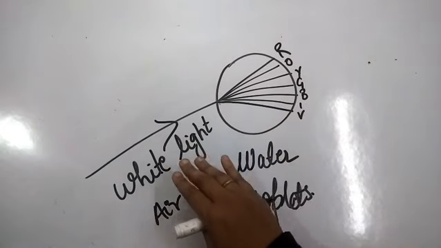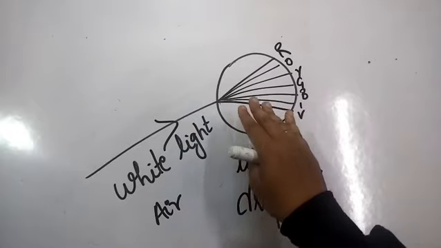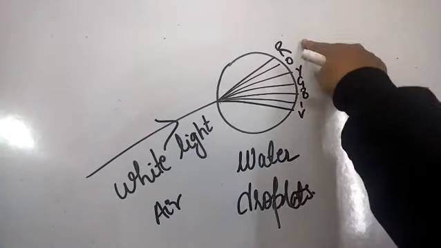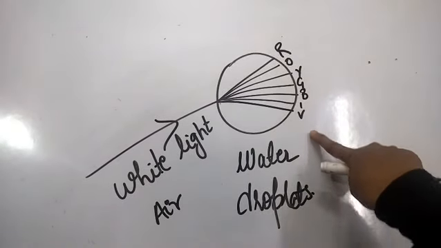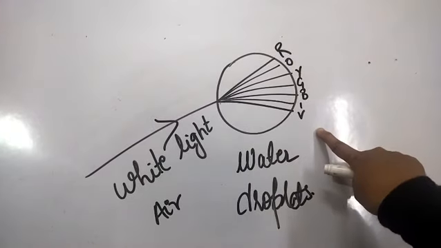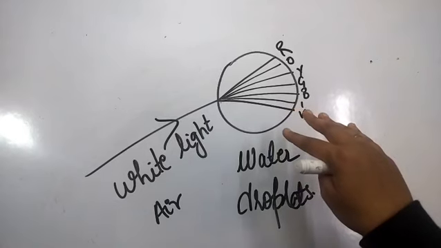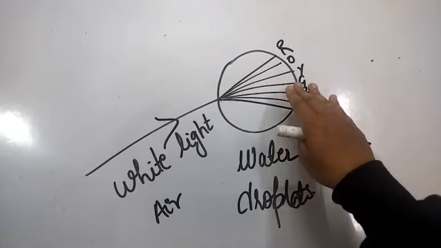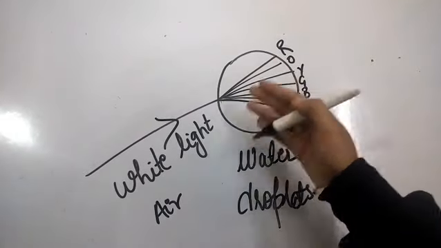Now when the water droplet allows the light to enter it, the light rays split into their constituent 7 colors, that is VIBGYOR. So the white light ray splits into its constituent colors, VIBGYOR. What will this process be known as? Dispersion.